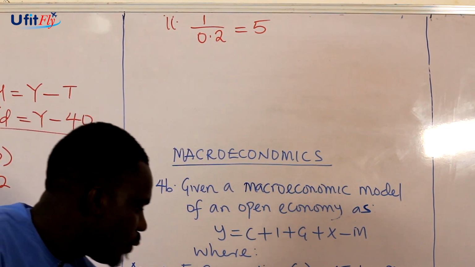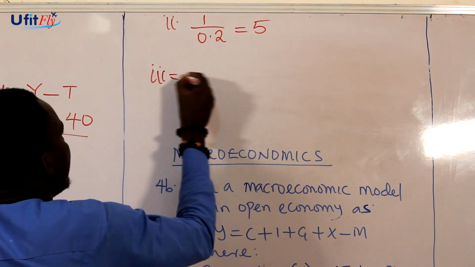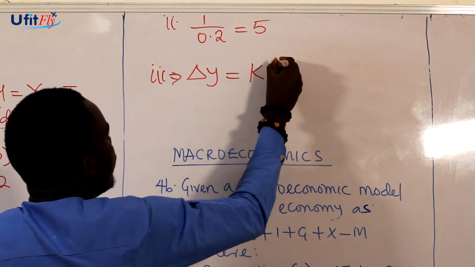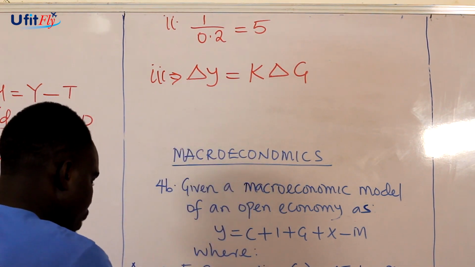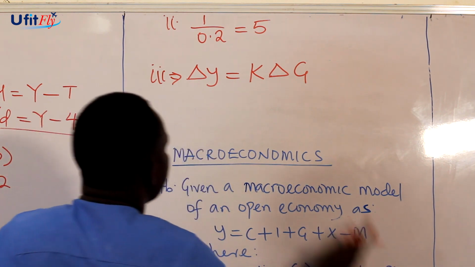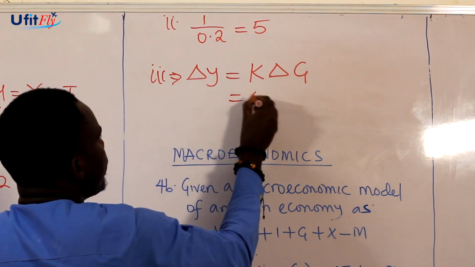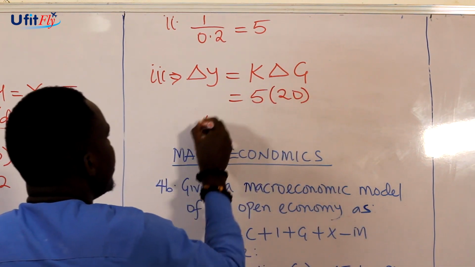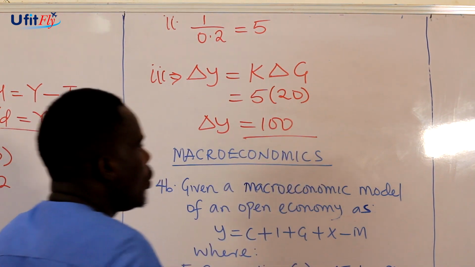An additional government expenditure of 20, which is question 3. We are looking for the change in equilibrium national income, using the multiplier with respect to change in government expenditure, given an additional government expenditure of 20. From the illustration, our K, which is our multiplier, is 5. And the change in government expenditure is 20. Therefore, the change in national income is 100. This answers the third question.